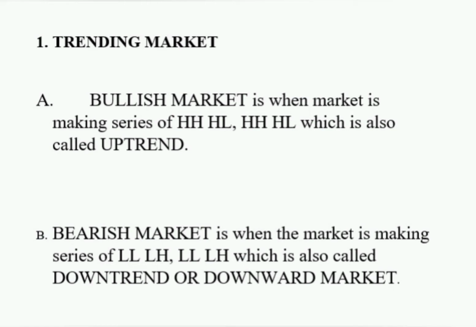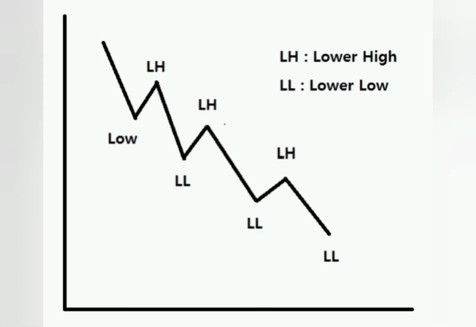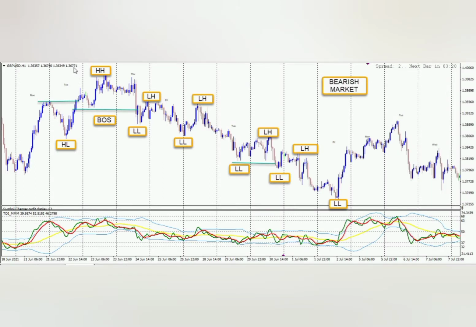I said a bearish market is when a market is making a series of lower high, lower low, lower high, lower low. You will see it on the screen how the market is showing. We can also call it a downtrend, when the market is coming down, or a downward market. They all mean the same thing. The only thing you need to understand is how you can know that this is a confirmed bearish market.